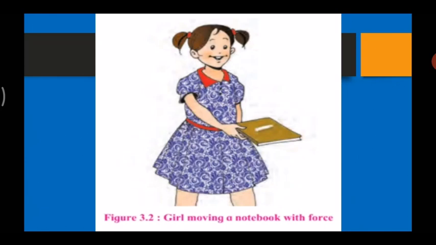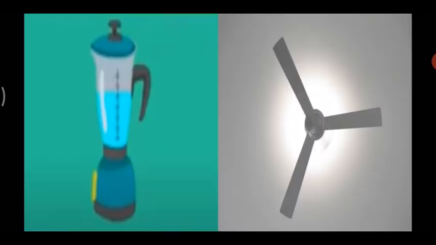Let's move forward. Now, observe this picture and try this. Keep a small stone or a chalk piece on your notebook and move the notebook from left to right with some force. Let's move forward. The next activity is fill the mixer jar with water and switch on the mixer. Observe what happens. Do it only with the supervision of your parents. You can also observe a fan and a slide shot while they are moving.